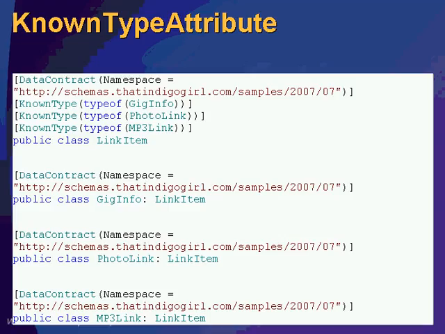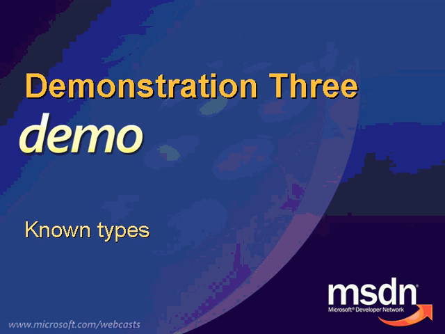The way it works is, imagine I have a link item, which we've been talking about, and sometimes it's an MP3 link, sometimes it's a photo, and sometimes it's a gig info. So maybe how we distinguish that is that in the implementation of the class there could be other members. And so the base link item class associates those three known types, and then each of these data contracts can now be serialized by clients sending to the service and vice versa, because just by exposing the link item in the service contract, the known types will also be included. So let me give you an illustration of that.